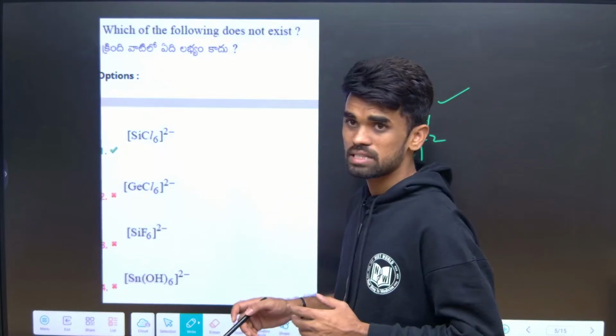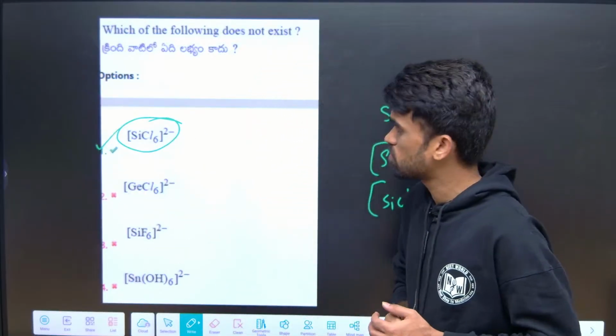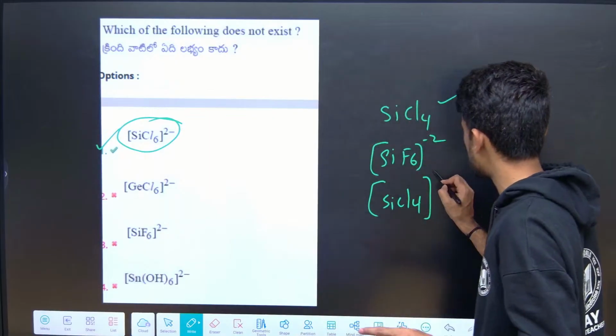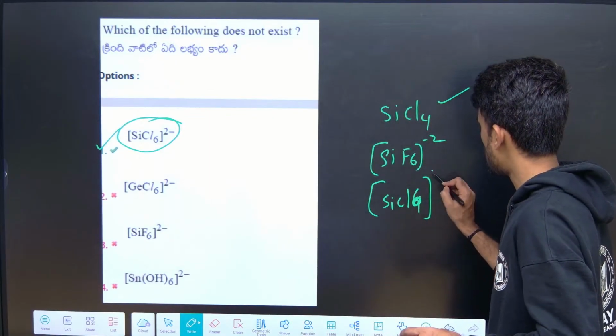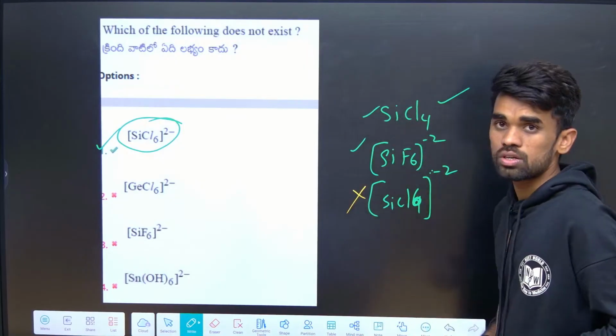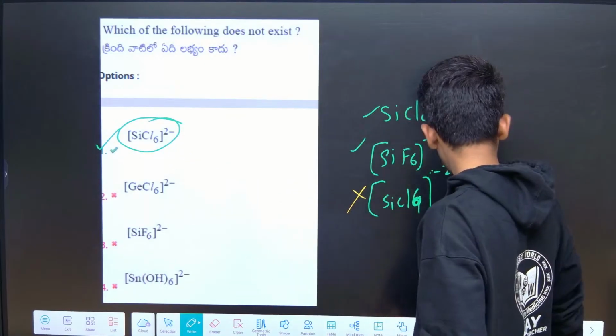So which will not be existing? Silicon hexachloride, this SiCl6 2 minus, will not exist. So you can go with option number 1. Hope it is clear. This SiCl6 2 minus will not exist, but the others can exist. So you can choose option number 1 as your answer.